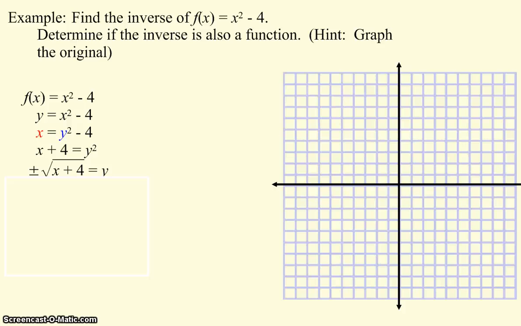If you look at the original graph, it's y equals x squared minus 4, which hopefully at this point we all know is a parabola that has been shifted down 4 places. And you should be able to tell by looking at this that this graph would fail the horizontal line test. So therefore, the inverse is not a function.